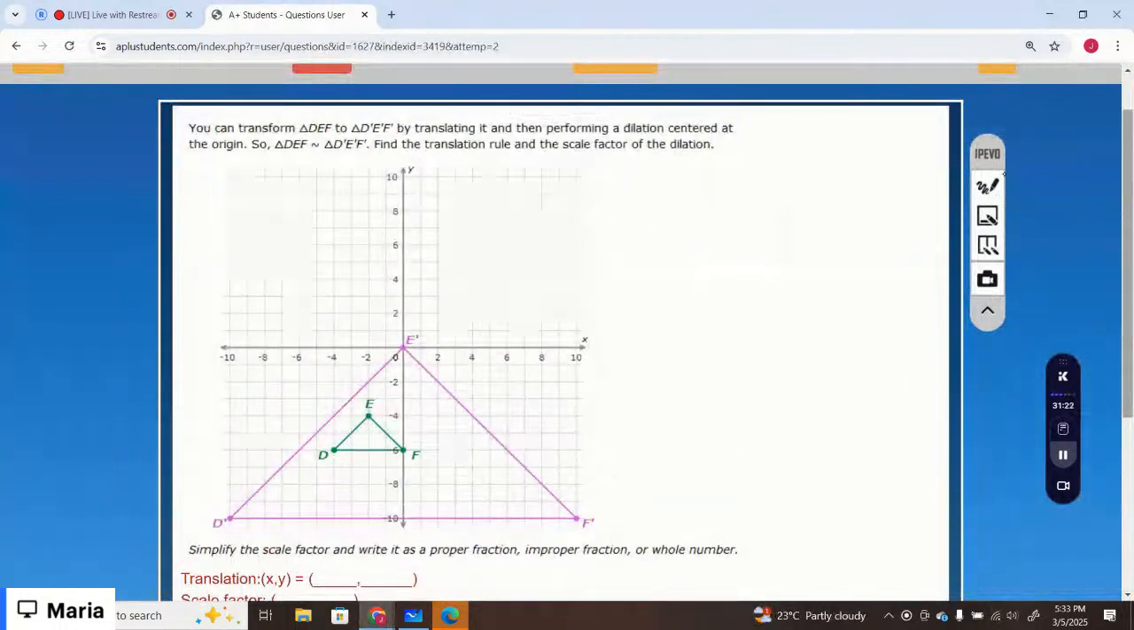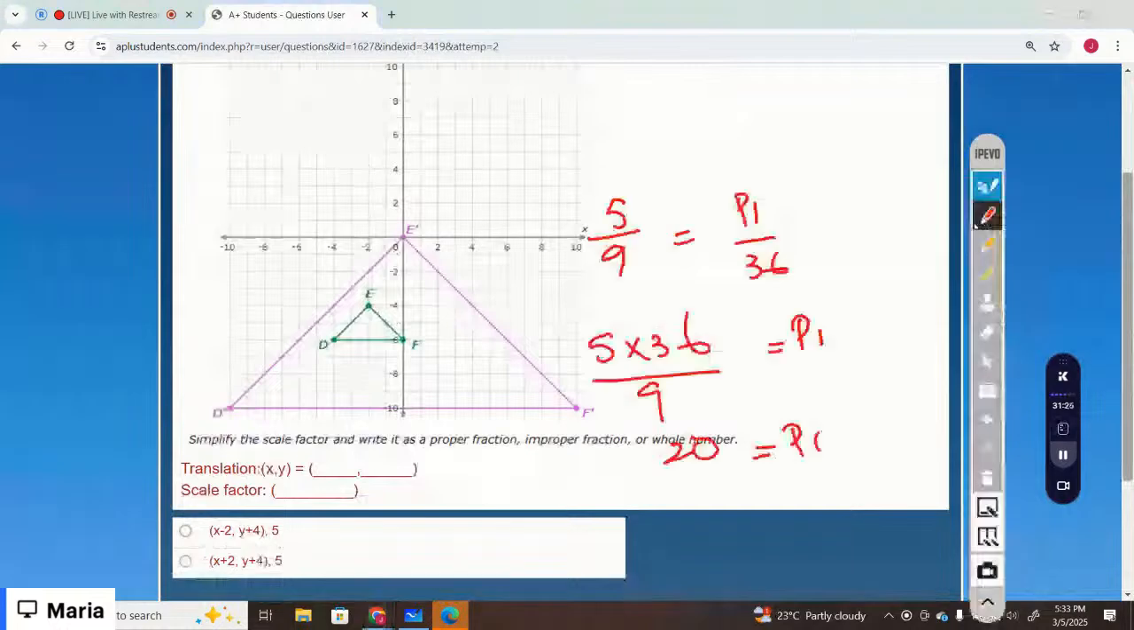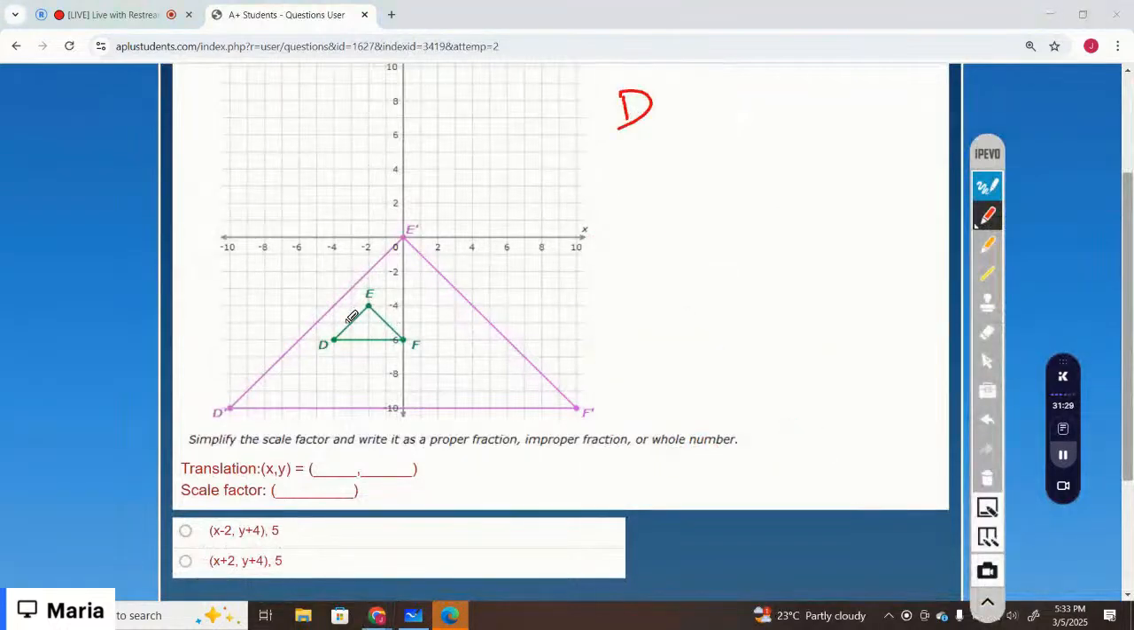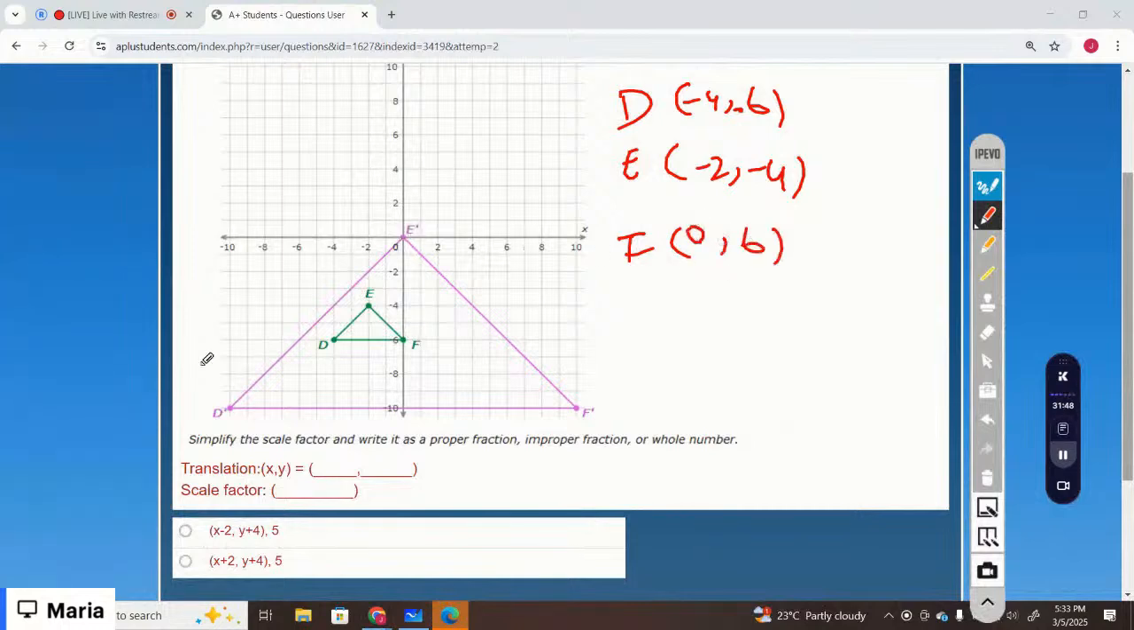You can transform triangle DEF to triangle D dash E dash F dash. Let's look at the coordinates. The coordinates of D are negative 4 and negative 6. The coordinates of E are negative 2 and negative 4. The coordinates of F are 0 and 0. Now the coordinates of E dash are 0, 0. The coordinates of D dash are negative 10 and 10. The coordinates of F dash are negative 10 and 10.